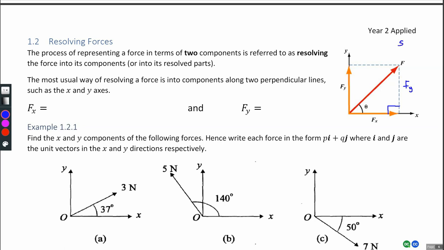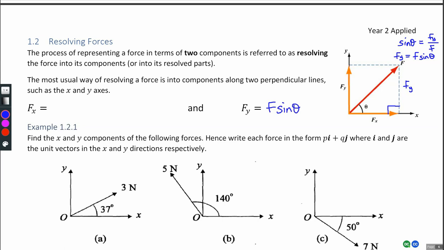And we know from right-angled trigonometry that sine of an angle is opposite over hypotenuse. So sine theta is opposite, which is Fy, over the hypotenuse, which is F. By rearranging this, we get F subscript y is F sine theta. F subscript y represents the component of the original force F in the y direction. So F subscript y can be worked out by multiplying the original force by sine theta.